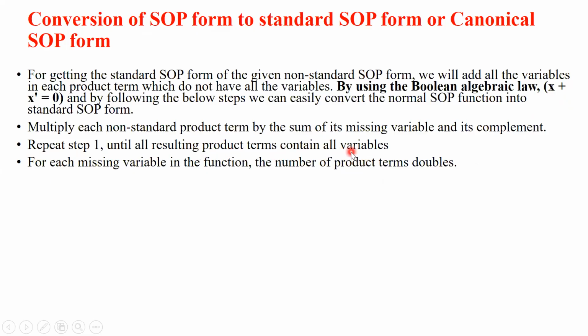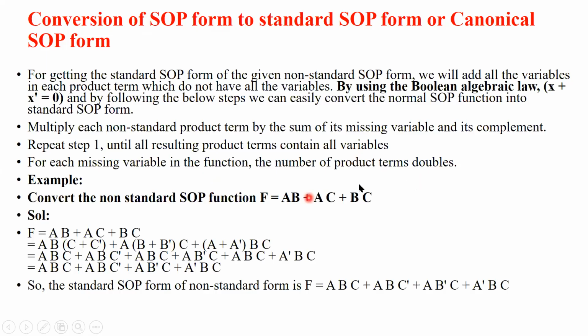So suppose somewhere A is not there, but B and C are there. Or sometimes only B is there. Then you have to introduce A and C both, for each missing variable. Okay, so let us understand with an example.